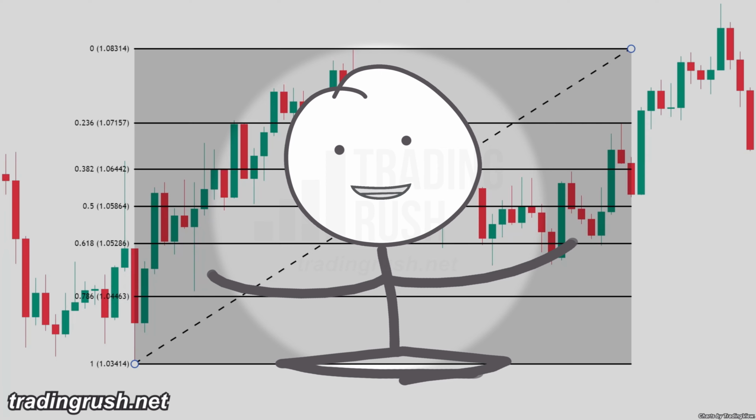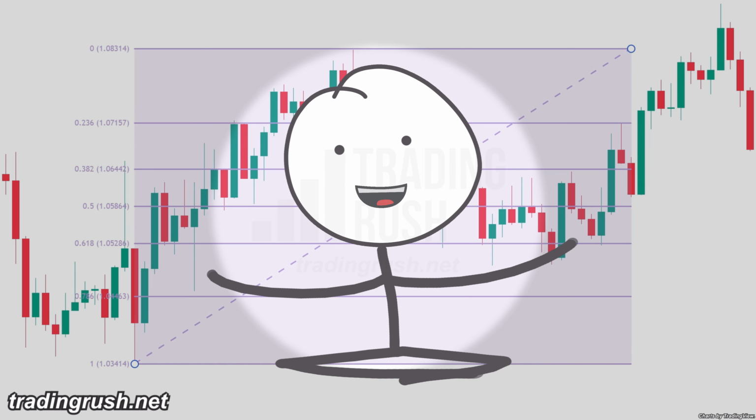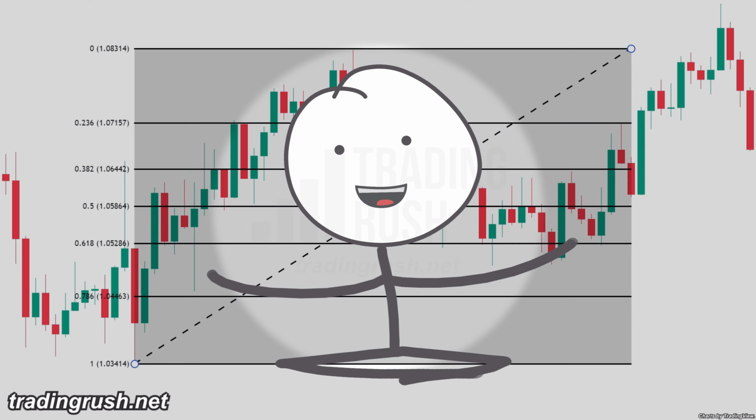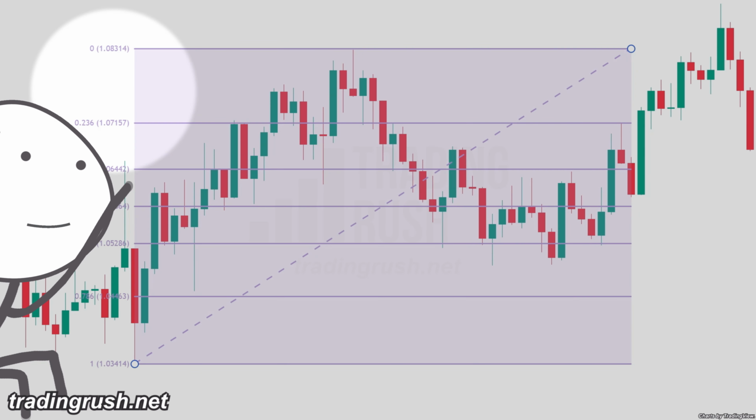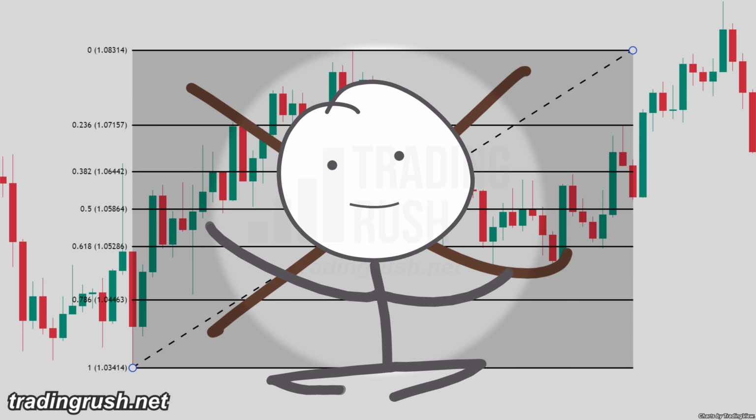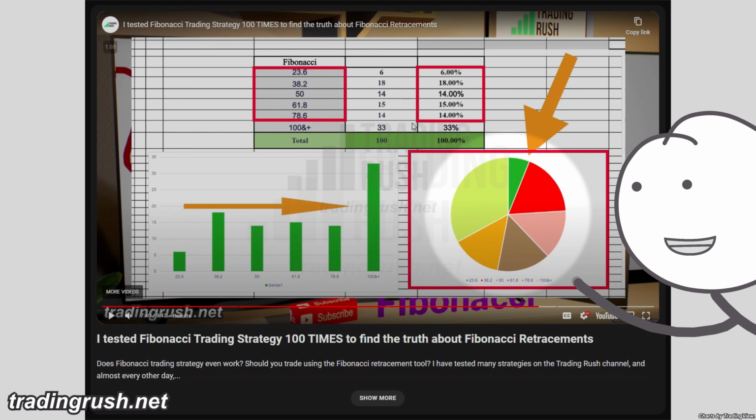What does that mean? You see, many online articles and videos describe the Fibonacci tool as if the Fibonacci numbers are a magic formula. As if these numbers are so strong that price will magically reverse from them. I find that to be complete crap. In my testing video, the data showed no sign of any Fibonacci level having an edge.